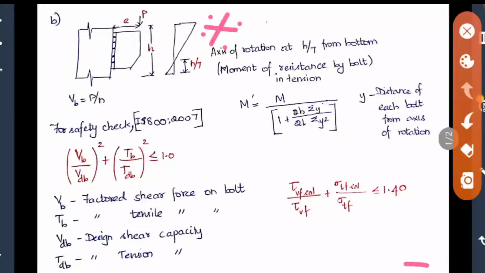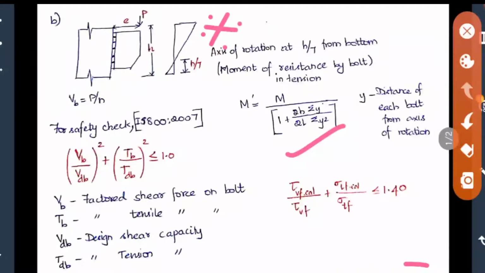And here there are no formulas for FA, FM and so on, nothing is given. Only the moment calculation is given here. So it is m by 1 plus 2h by 2l sigma y by sigma y square. Here again y is the distance of each bolt from the axis of rotation. Whereas in the previous method we were seeing the distance from the neutral axis, in this case we see it from the axis of rotation, so that is your y.